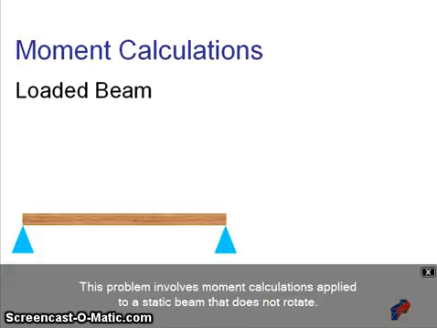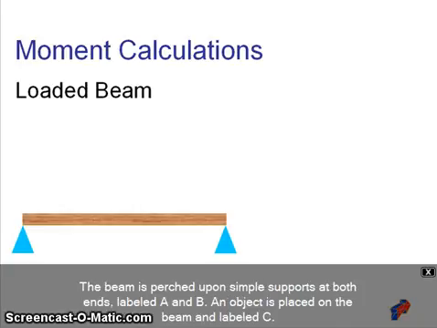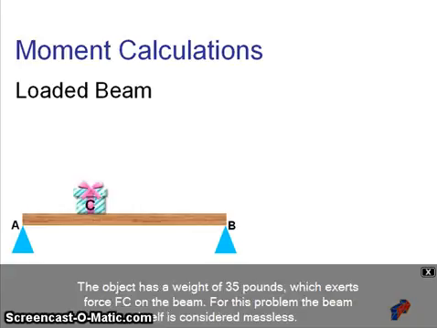This problem involves moment calculations applied to a static beam that does not rotate. The beam is perched upon simple supports at both ends, labeled A and B. An object is placed on the beam and labeled C. The object has a weight of 35 pounds, which exerts force Fc on the beam. For this problem, the beam itself is considered massless.